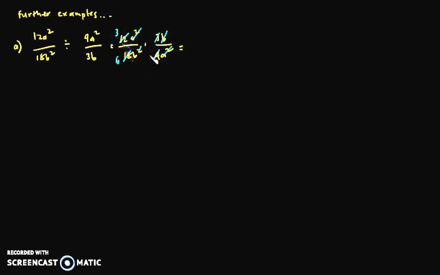So the final answer will be, that is 3 over 6b. Okay, so that is 6b, but still I can cancel this one out. So this will become 2. So still the final answer is 1 over 2b. Okay, next, letter B.